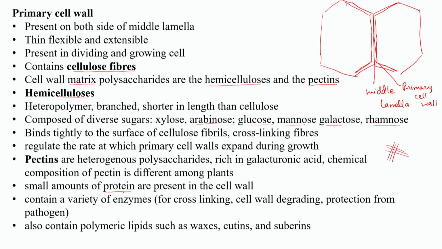Now, along with the hemicellulose and pectin, a small amount of proteins are also present in the matrix of the cell wall, and various enzymes are there. Enzymes serve various functions. Many different types of enzymes are there.